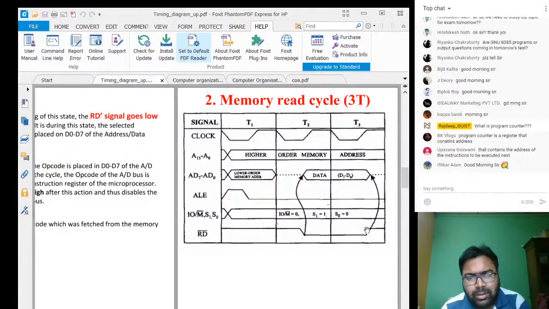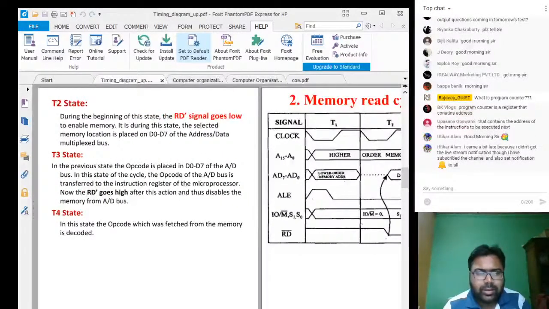Okay, and then you are again setting this RD not high in the third clock cycle. So this means that you have placed the content from memory to the CPU, or you have transferred the contents to, say, the memory data register.